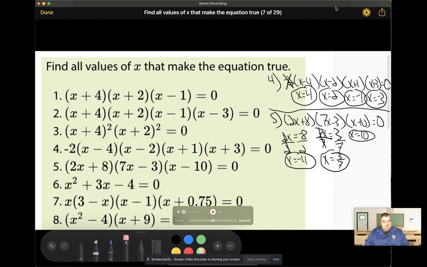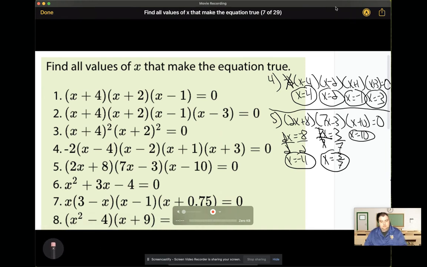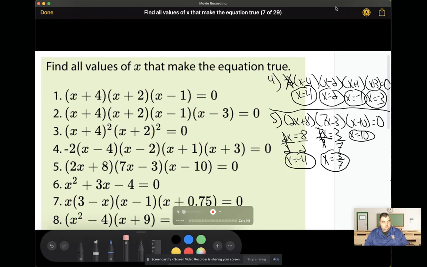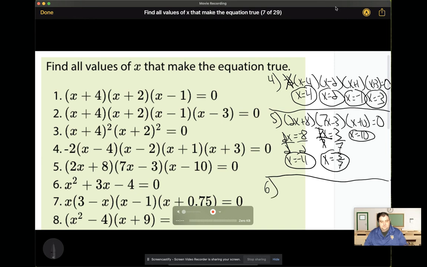Number 6, x squared plus 3x minus 4 equals 0. Well, this one's interesting because this one is not in factored form. So in order to be able to use this trick, I have to change it into factored form. So I have to convert this into factored form by factoring.